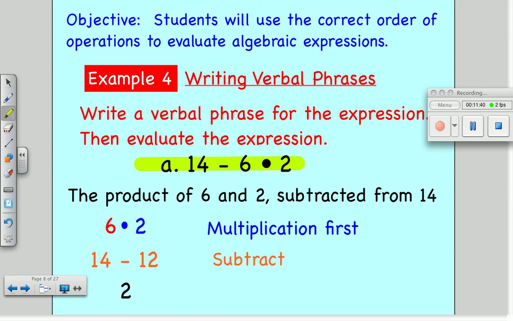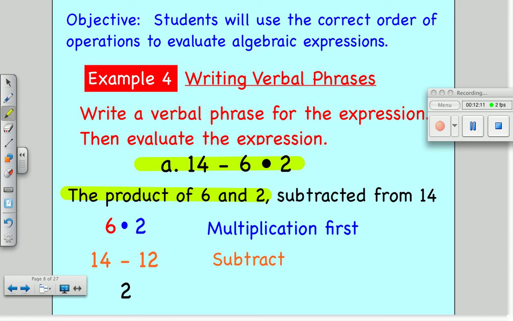What we do first here is multiplication. Since multiplication comes first, we have to say the product of 6 and 2. We have to say the numbers that we're multiplying. So since we're multiplying 6 and 2, we have to say the product of 6 and 2. And now we're going to mention the subtraction. What comes next? We subtract 14. So the product of 6 and 2, that answer is going to get subtracted from 14.